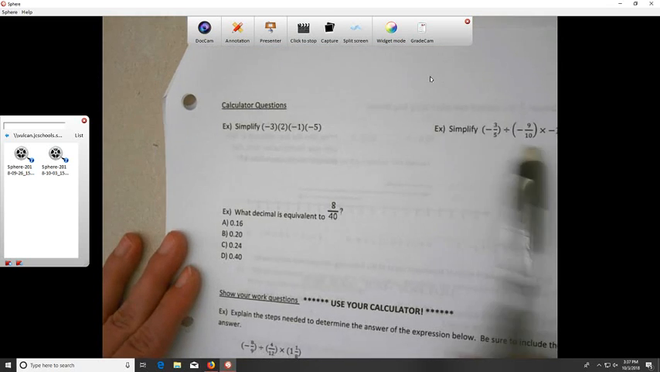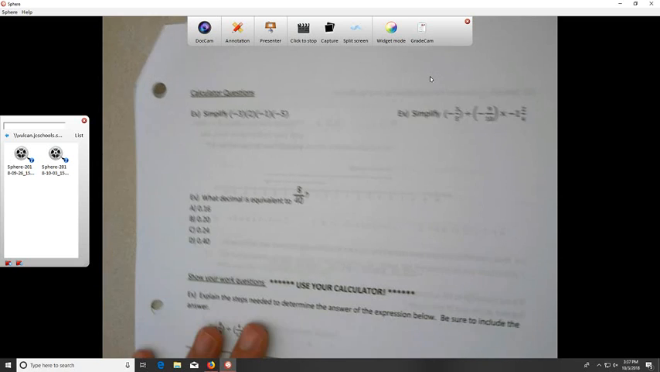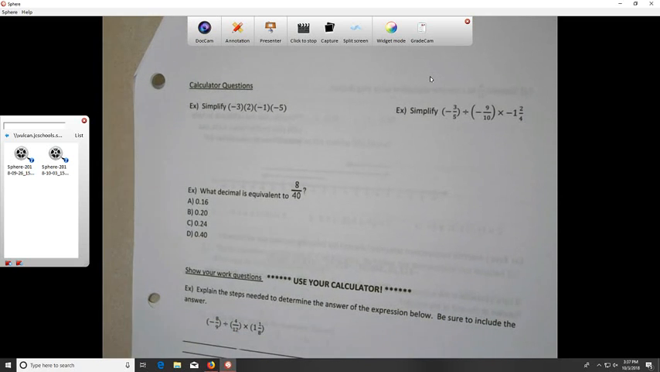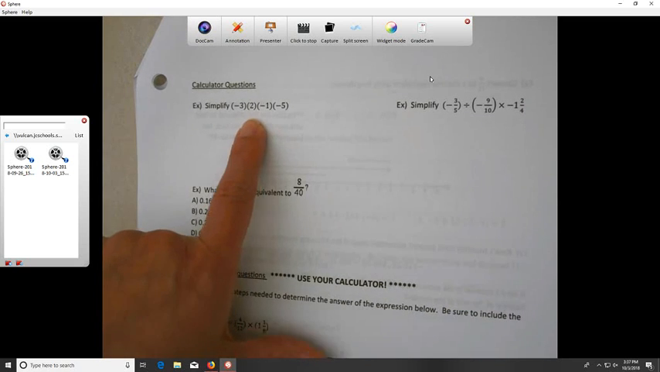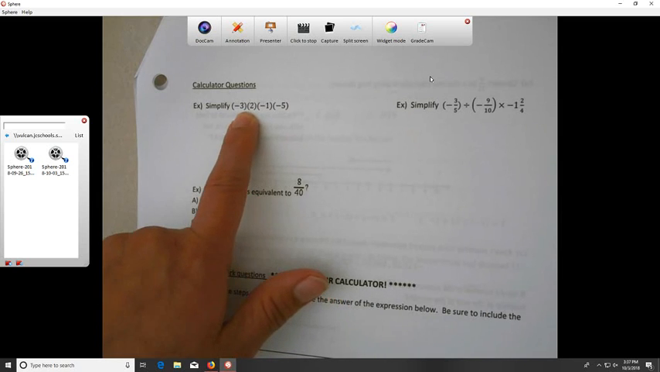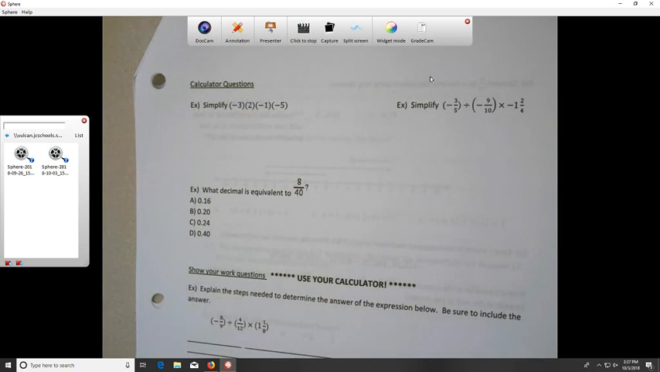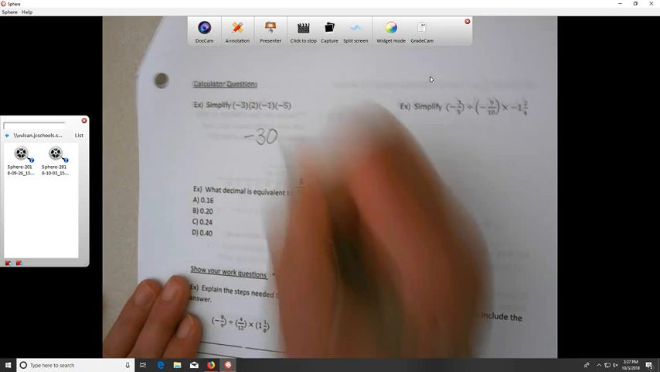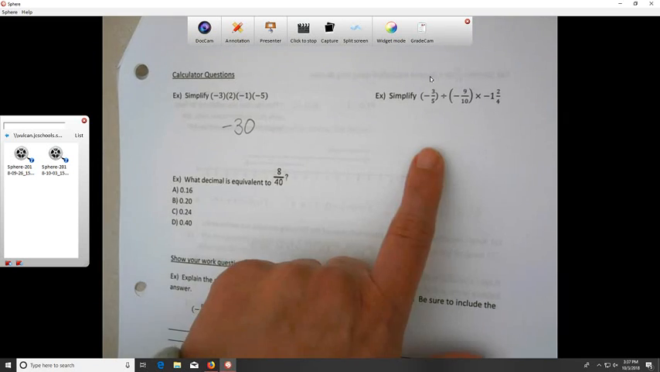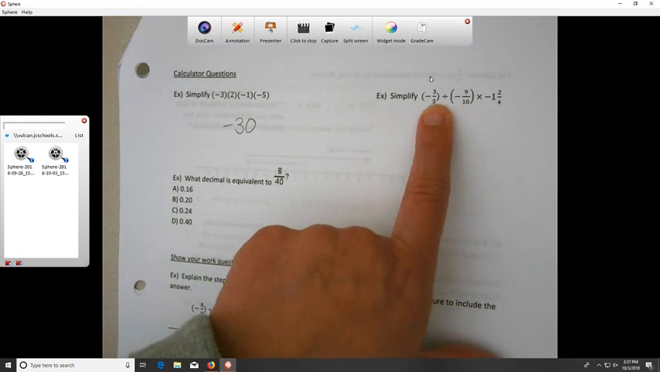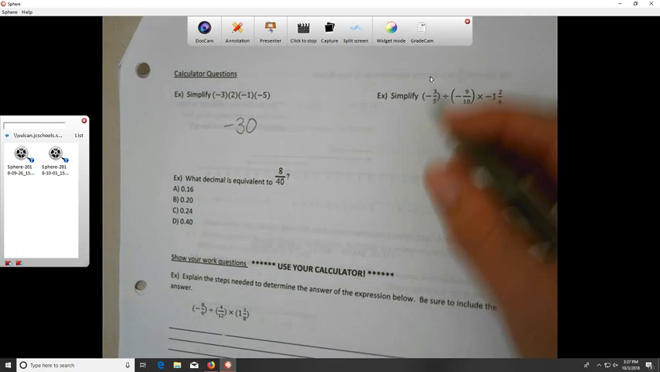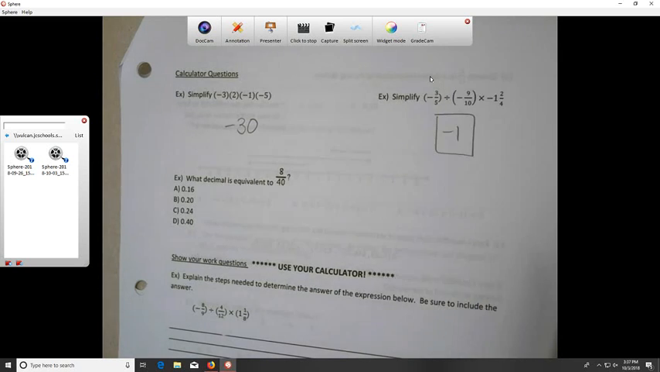Alright, these next questions right here are just practicing using the calculator. All you have to know about this one really is that this is a multiplication question. If there's no symbol in between, that's multiplication. So if you multiply all these on your calculator, you should get negative 30. Alright, this one over here, just type that in. You're using the ABC button anytime you have a fraction. That one should come out to negative 1.